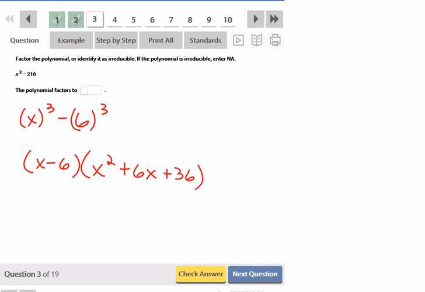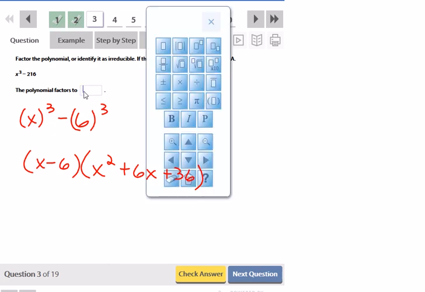And that second polynomial, even though it's quadratic, will never be able to be factored. So x minus 6, x squared plus 6x plus 36.